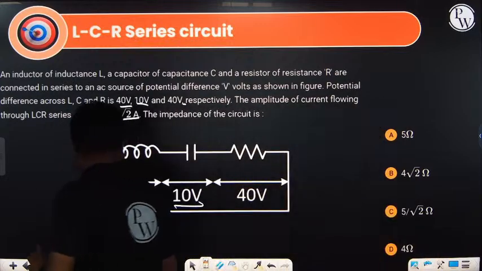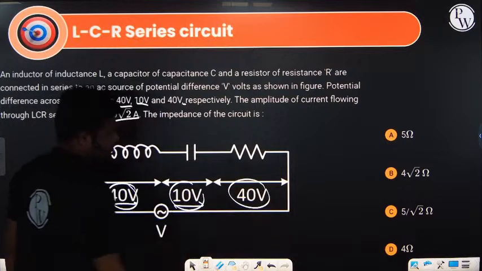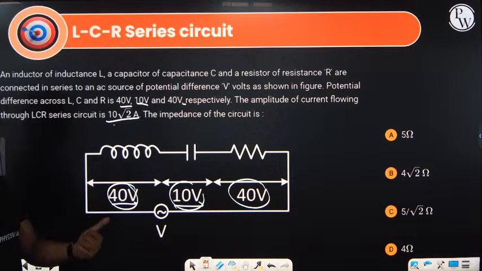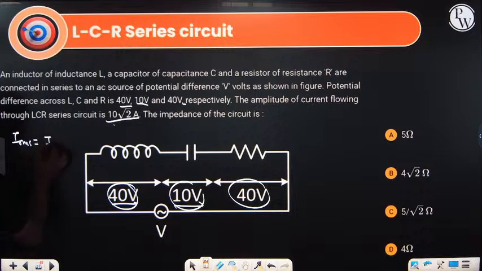Whatever values they have given, this one is RMS, this also RMS, and this also RMS. We have to calculate the current through it. They have mentioned 10 root 2. IRMS is I naught by root 2, so I naught is root 2 times IRMS.